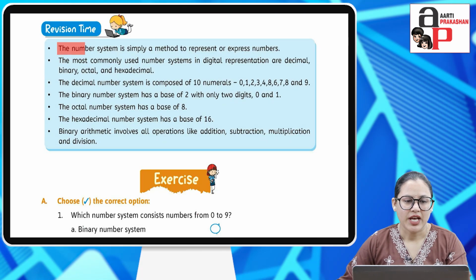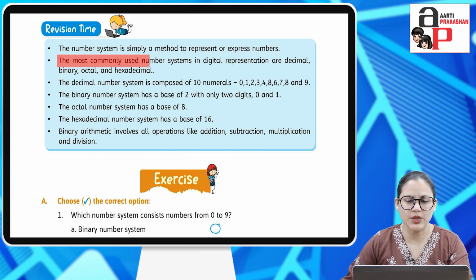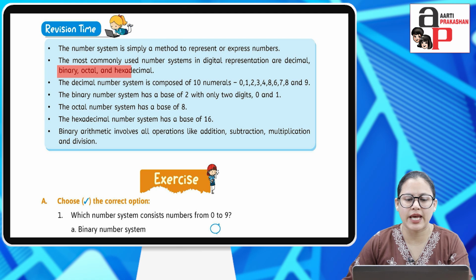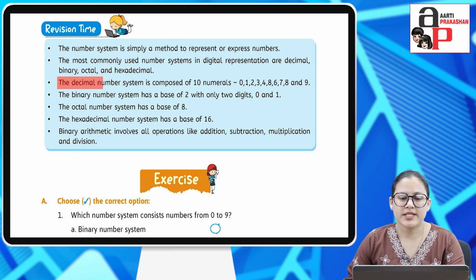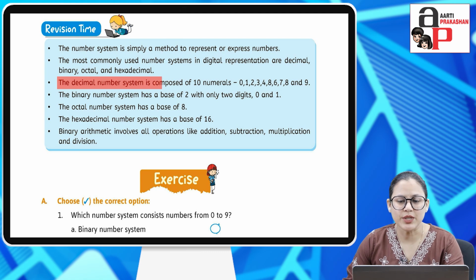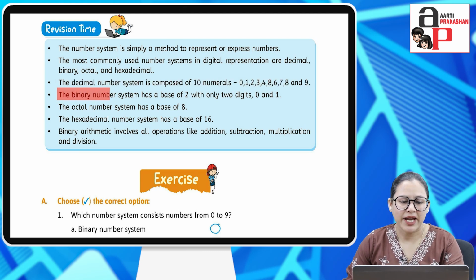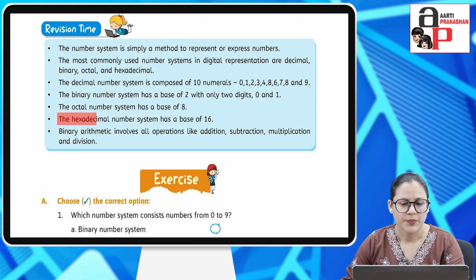Now revision time. The number system is simply a method to represent or express numbers. The most commonly used number systems in digital representation are decimal, binary, octal and hexadecimal. These are the 4 number systems. Okay. The decimal number system is composed of 10 numerals: 0, 1, 2, 3, 4, 5, 6, 7, 8 and 9, means 0 to 9. The binary number system has a base of 2 with only 2 digits, 0 and 1. The octal number system has a base of 8. The hexadecimal number system has a base of 16.